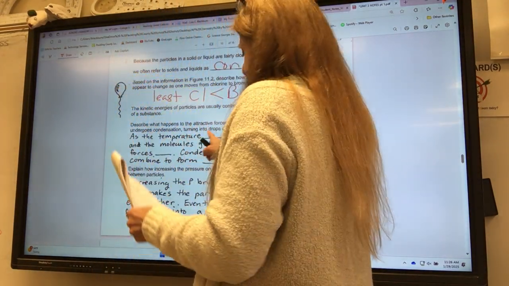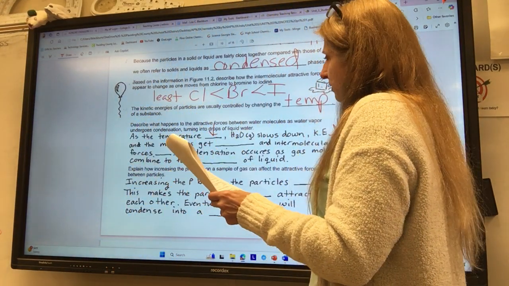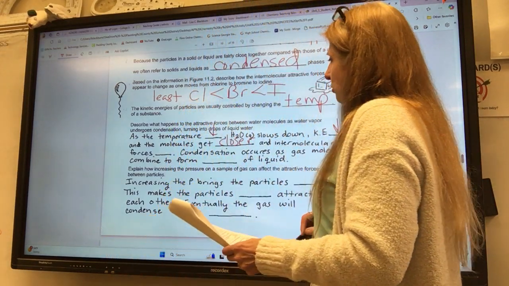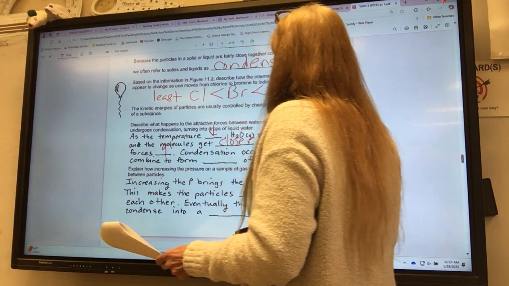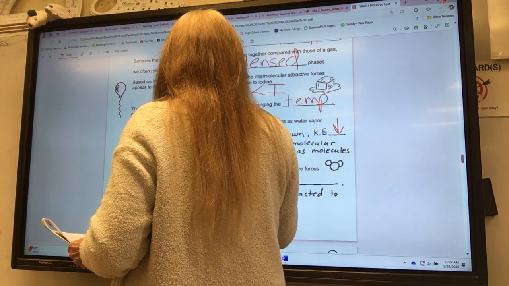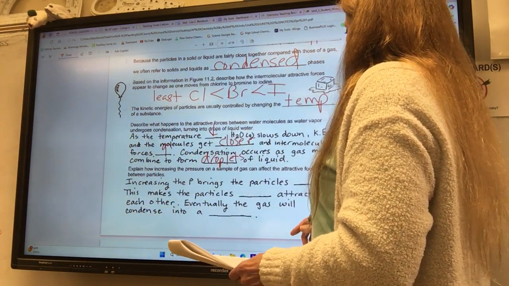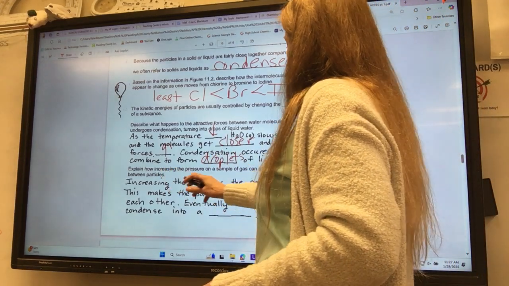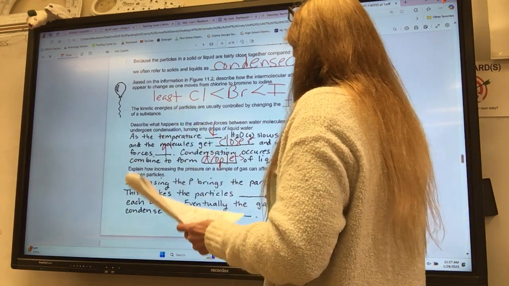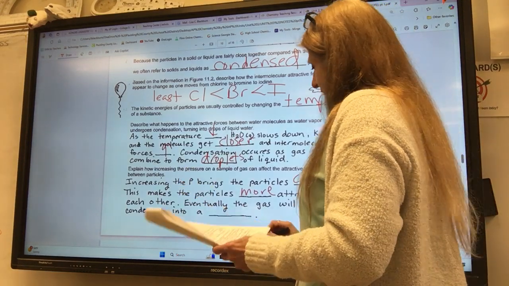Okay. So as the temperature decreases, it slows down and the kinetic energy will go down. Then they're going to get closer and intermolecular forces will increase. Condensation occurs as molecules combine to form droplets of liquid. Now explain about pressure. How does this affect it? Well, it's the same thing. You increase the pressure, it makes them closer. They get closer, they start feeling forces. That makes them more attracted to each other. And eventually the gas will become a liquid.